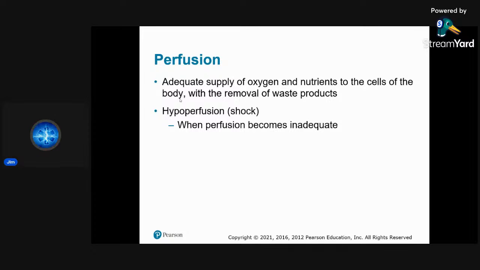Perfusion is adequate supply of oxygen and nutrients to the cell with removal of waste products. Hypoperfusion is the term for shock. We'll hear this quite a bit, especially when you start talking about trauma. It's when perfusion becomes inadequate. Your cells will start dying, and eventually your organs will start dying, organ systems will die, and eventually the person will die.